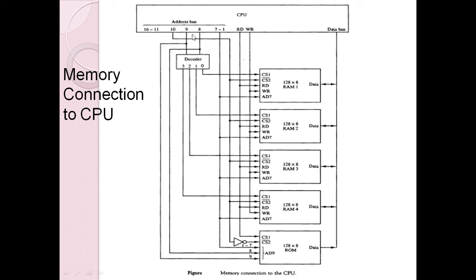Here bits number 8 and 9 identify which RAM you want to use. So you use a decoder. 8 and 9 are input to the decoder. When 9 and 8 are 0, 0, then this line will be high for CS1, so RAM 1 is selected. When these are 0, 1, then this line will be high and RAM 2 will be selected. If it is 1, 0, then the third RAM will be selected, and if it is 1, 1, then the fourth RAM will be selected according to the CS1 signal.